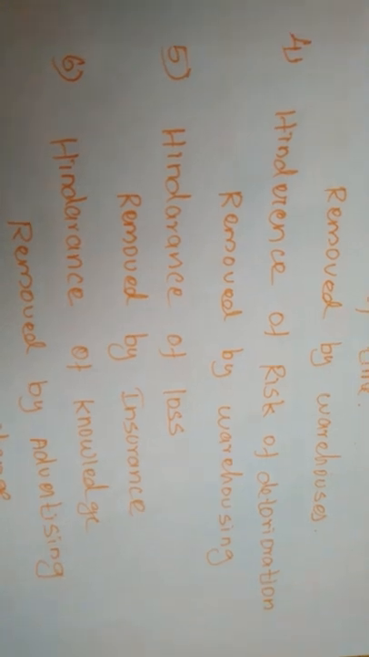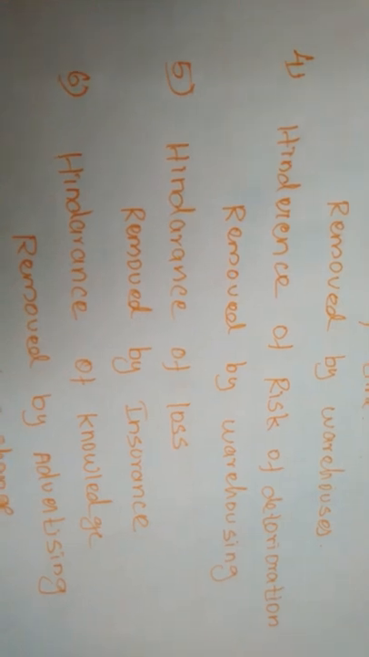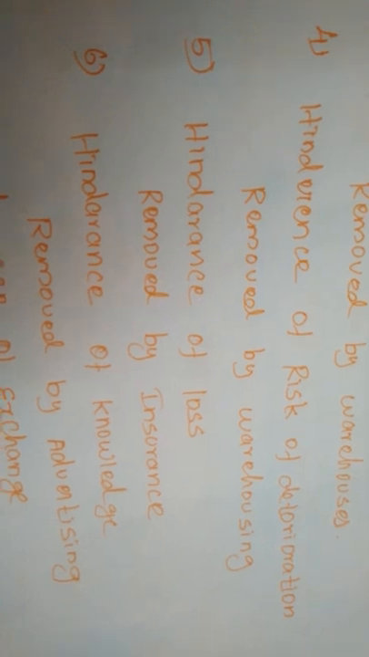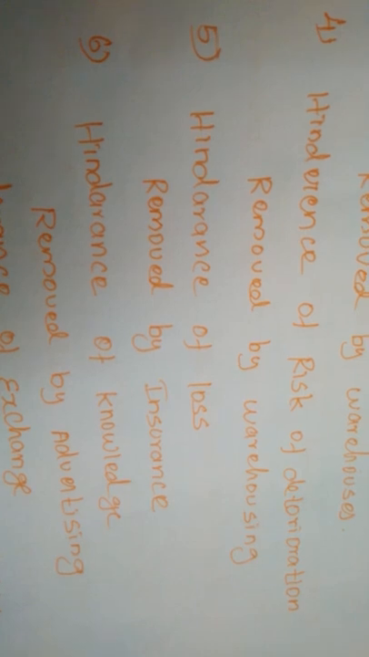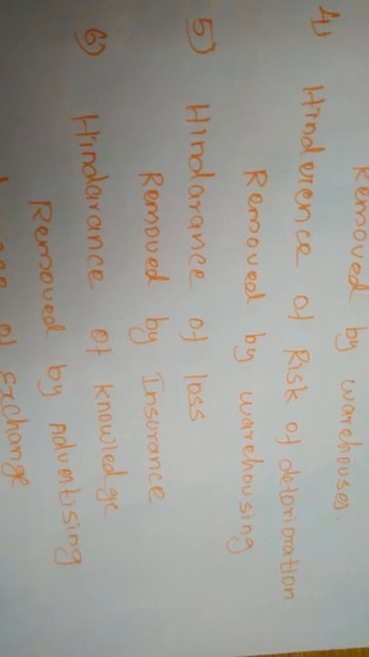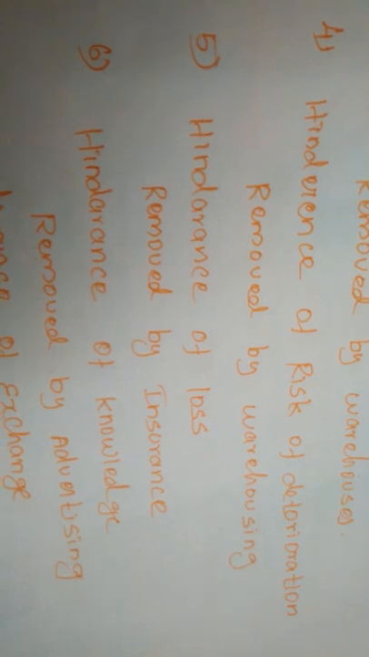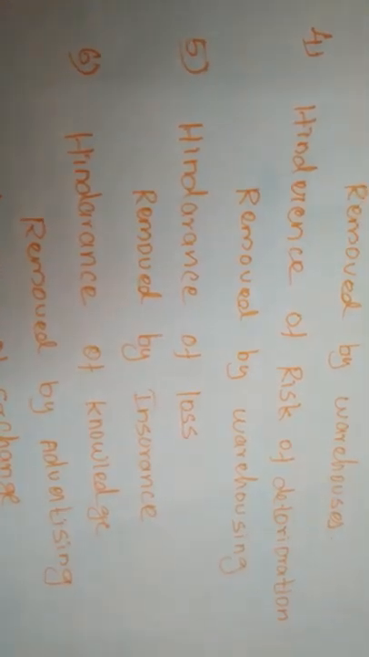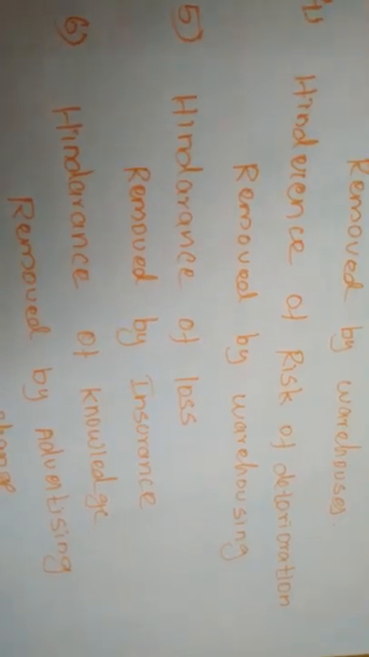When they are producing any commodity, they may also meet some loss. Otherwise, when the product is on the way in transport, the transport also meets a loss. This type of loss is also called hindrance of loss. How can we remove or eliminate this loss? This type of loss will be removed by insurance.